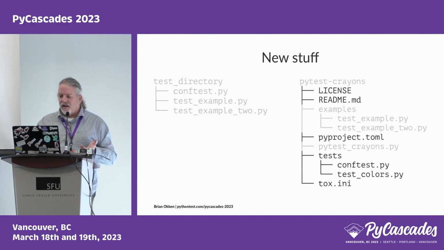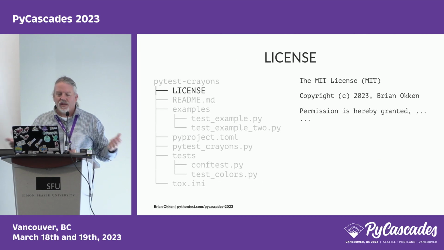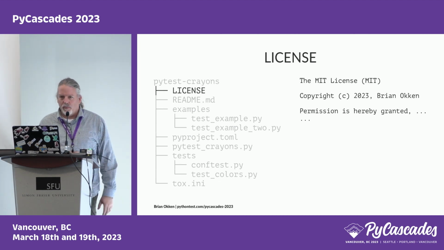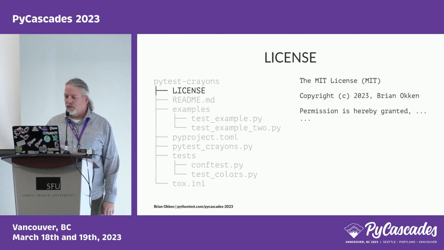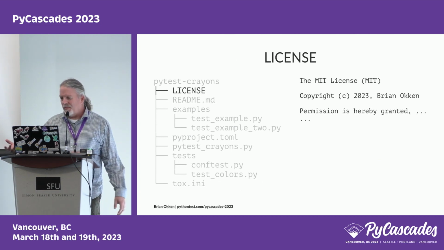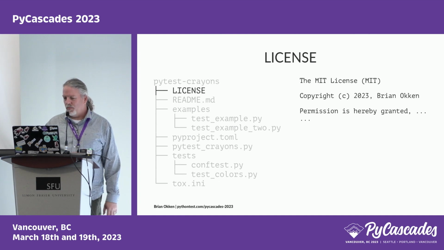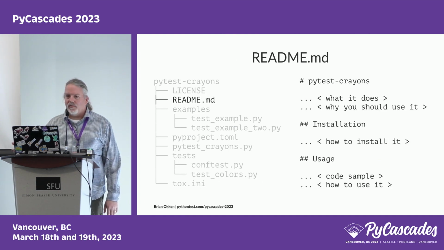First off, here's all the new stuff. I've got a license file. The license can be whatever you want. There are license generators or whatever. I've just used MIT for so long, and I don't even remember why I started using it. So it works. README can be whatever you want.